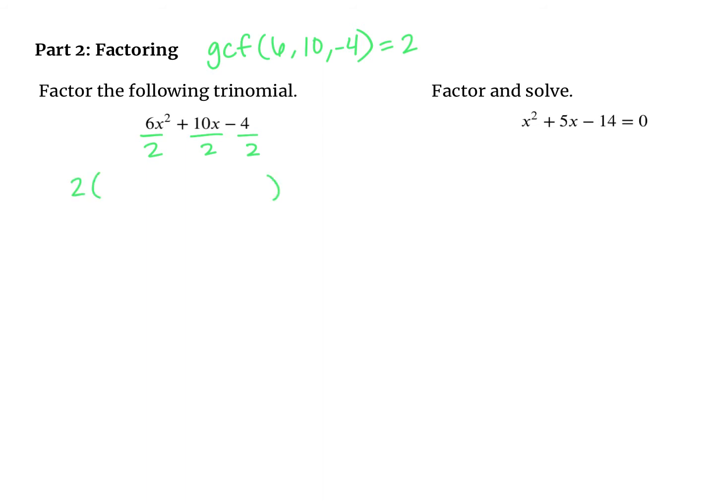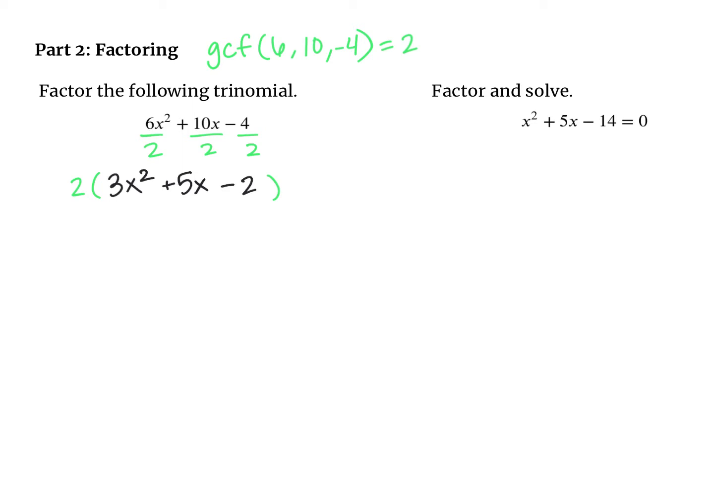So I bring down that 2 because we want that in our final answer, and then we can divide. So 6x squared divided by 2 is 3x squared. 10x divided by 2 is plus 5x. And negative 4 divided by 2 is negative 2.